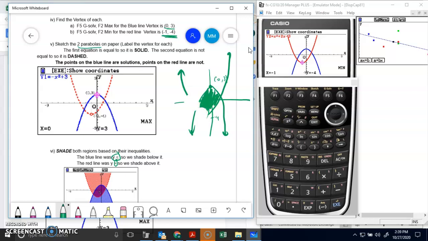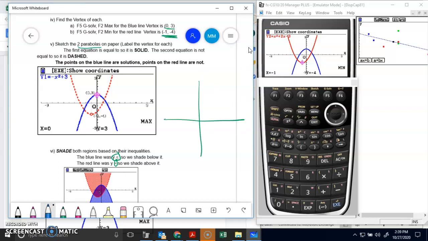Oh, I'm erasing the whole thing. Hold on. Let me just redo that, because it's not equal to. Let me actually do blue and red. So the blue line coming down like this, vertex plotted at 0, 3. The red line, -1, -4, and it's a dashed line. And I'm just looking for a general sketch, as long as it's close to what you see in the calculator.